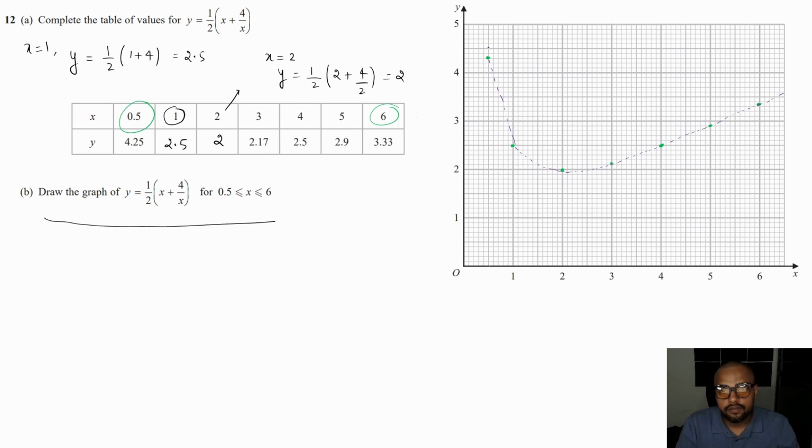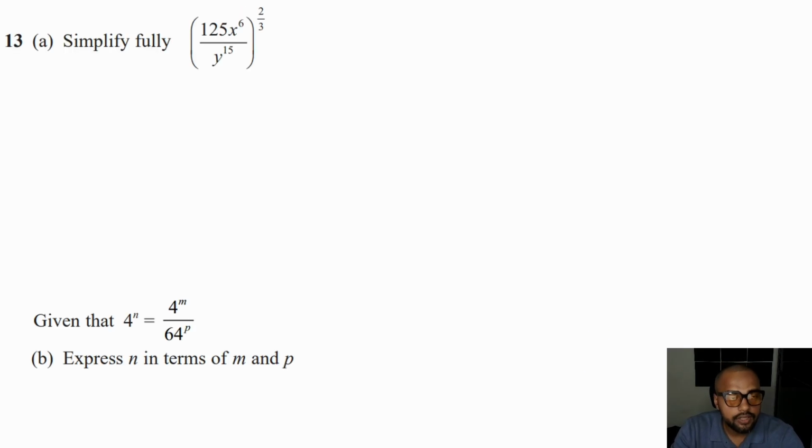Okay, this is how our graph will look, students. So this is how our graph will look. Now let's move to the next part, that is question 13, and we need to simplify fully.